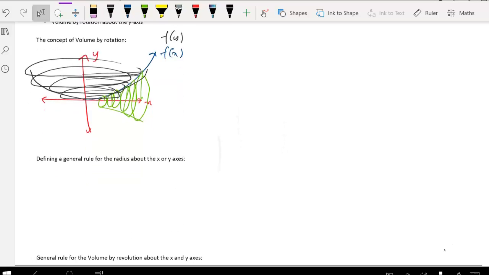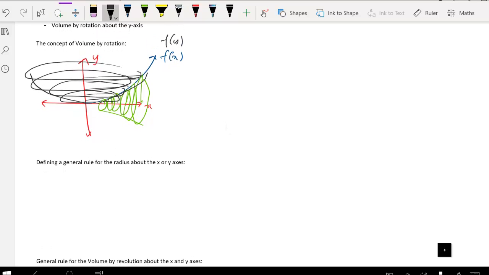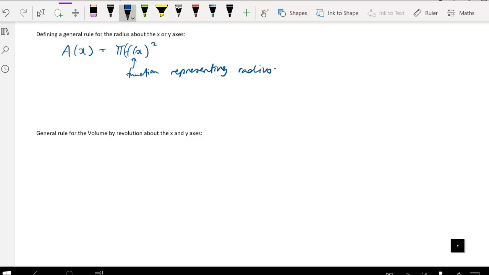Okay, so that means that when we're defining a general rule for the radius about the x or y axis, what we essentially need is to look at an area function relating to a circle. So pi f of x squared. So this f of x is a function that represents a radius at any point in time. So now that we can define a rule for the cross-sectional area, the volume is generally a product of the cross-sectional area and some height, the height being represented by x in this case.